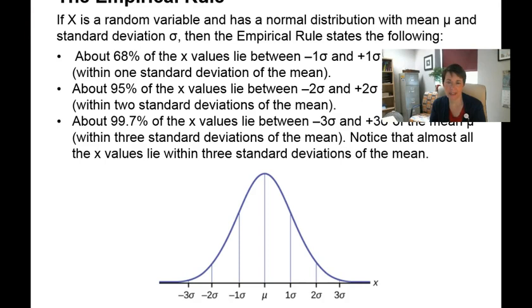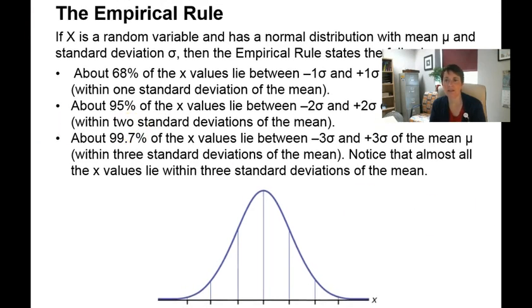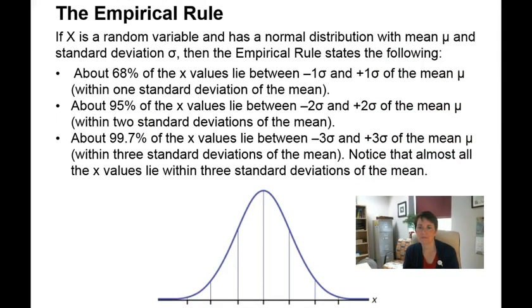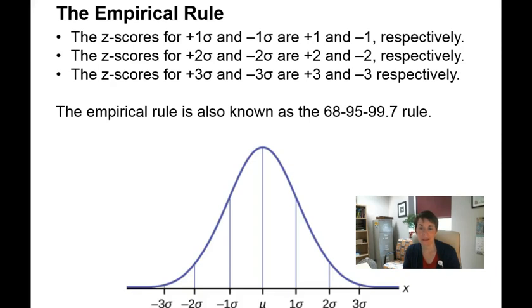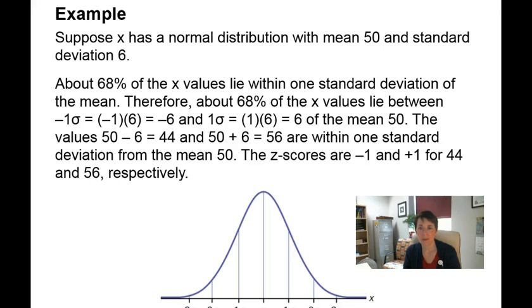Empirical rule. I've stated it a couple times. Here it is in black and white for you, so you don't have to just remember what I've said. This is a good reminder of our empirical rule, and we can use the empirical rule again with our z-scores. We know that we'll have 1 and -1, 2 and -2, and it follows that same percentage. We can use the empirical rule in something like this.